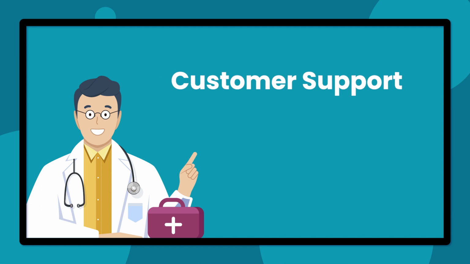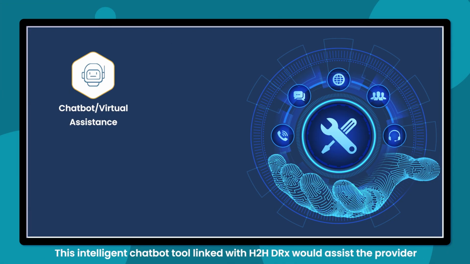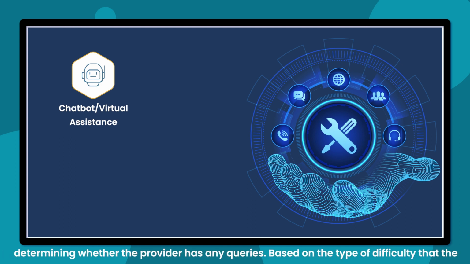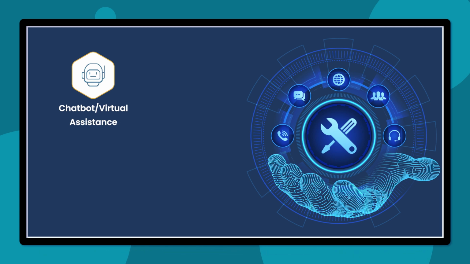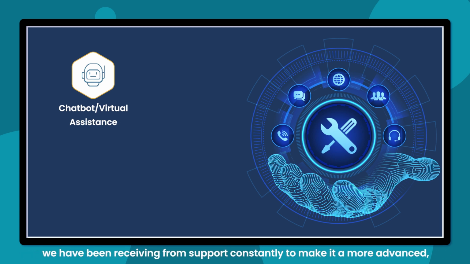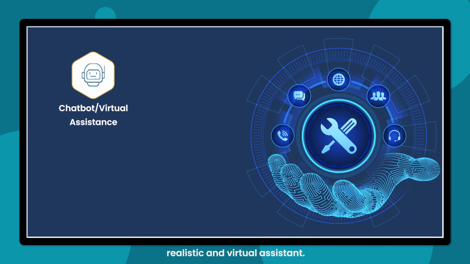Customer support items. Chatbot/virtual assistants. This intelligent chatbot tool linked with H2HDRX would assist the provider in checking the status of logged issues, creating new occurrences, and determining whether the provider has any queries. Based on the type of difficulty that the users are experiencing, the chatbot will advise them on what may have gone wrong. We make the bot intelligent by feeding it all of the queries that we have been receiving from support constantly to make it more advanced, realistic, and virtual assistant.